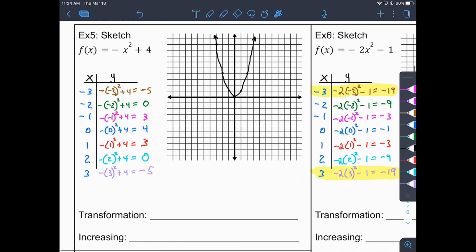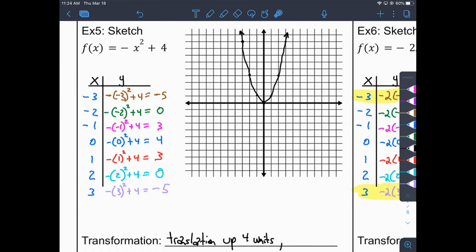So far, I'm going to say this for transformations. We have a translation. That means that's sliding action. Translation up, because it's a +4. So it's up 4 units. But what else do we have? We have to figure out, what does this negative do? And we've seen it a little bit already.